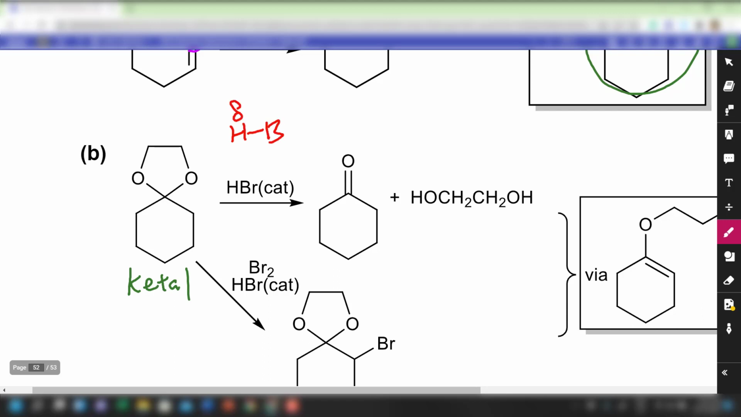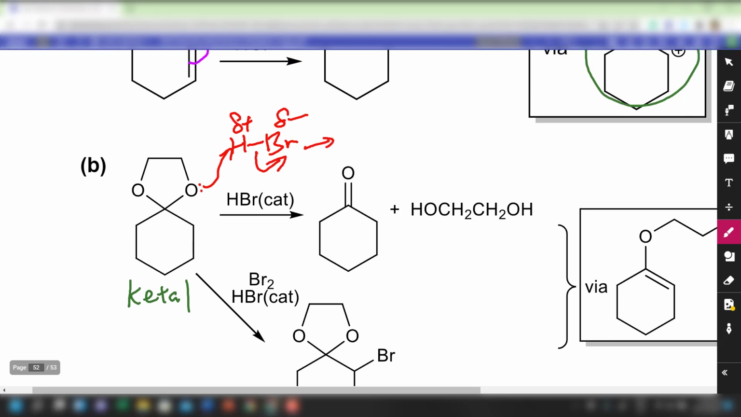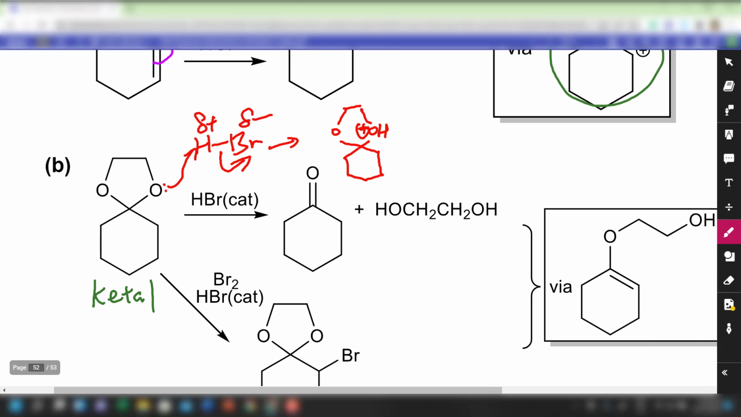In this case, delta plus, delta minus. The lone pairs of electrons will attack the electron deficient hydrogen, and then the bromide will leave. In this case, I'm going to generate the conjugate acid. The conjugate acid will look something like this, with an O here, and then an H and a plus, and a 6-membered ring. How is this going to continue?